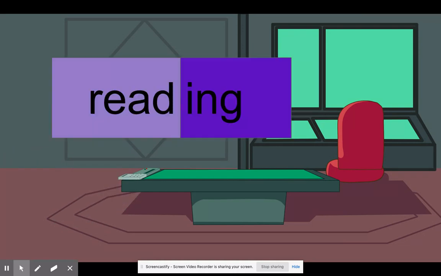Another word is reading. Base word is read. If you attach the suffix ing on the back of read, you have reading, which indicates that this action is happening now. We are reading.